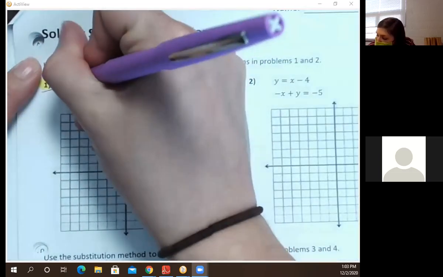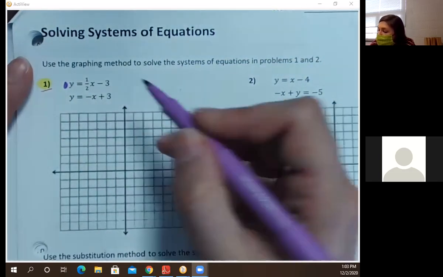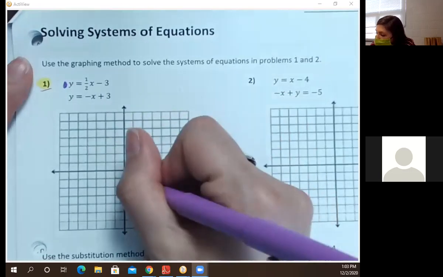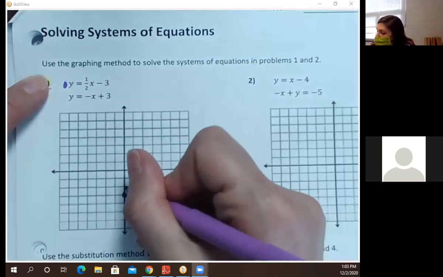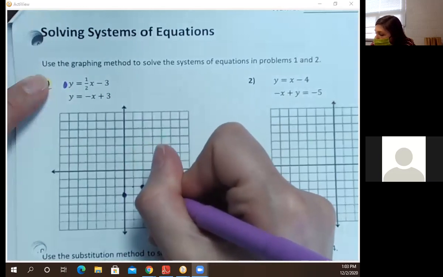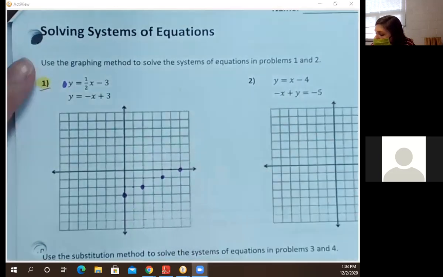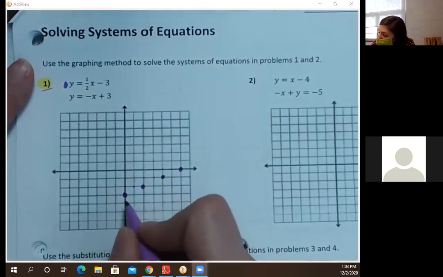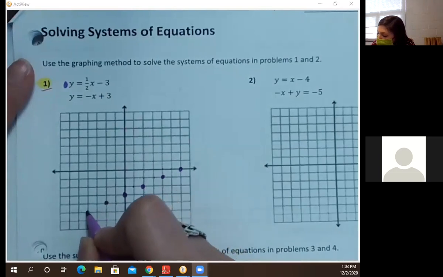So I'm going to start by graphing this top equation. Y equals 1/2 x minus 3. My y-intercept here is -3, 1, 2, 3. And then my slope is 1/2. So that means I'm going to go up 1, forward 2. Up 1, forward 2. And then to get some points back this way, I can reverse those directions. Down 1, back 2, down 1, back 2.